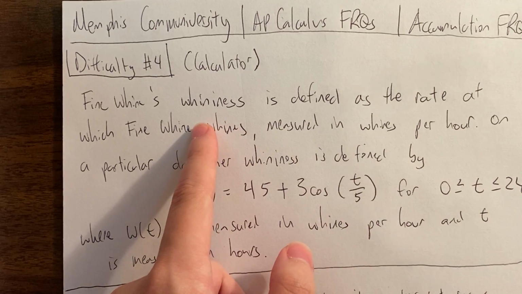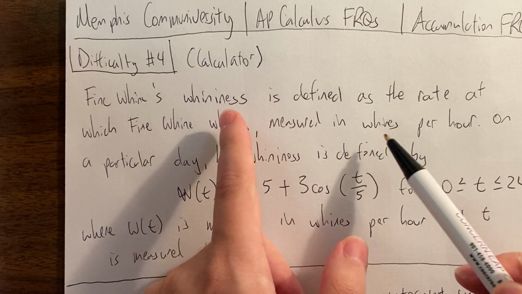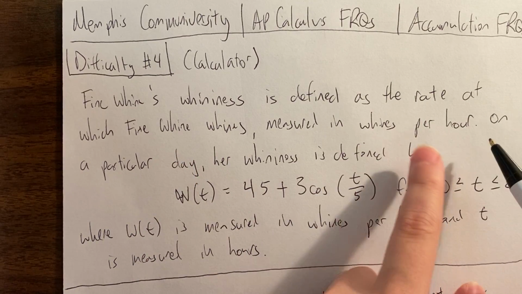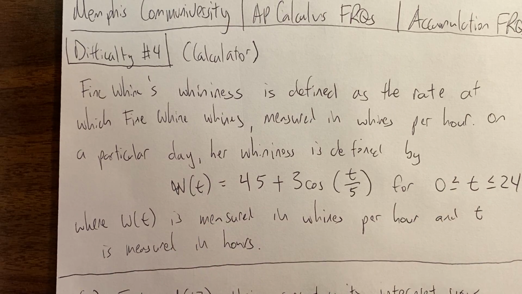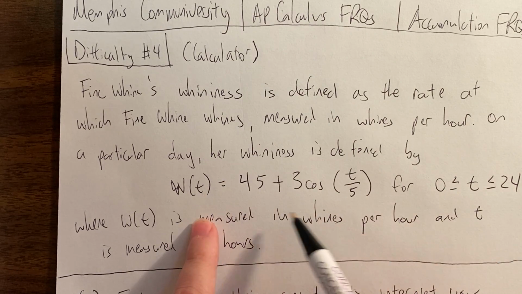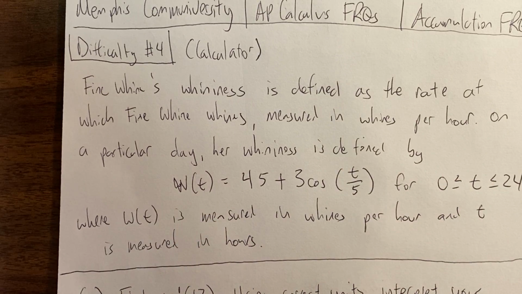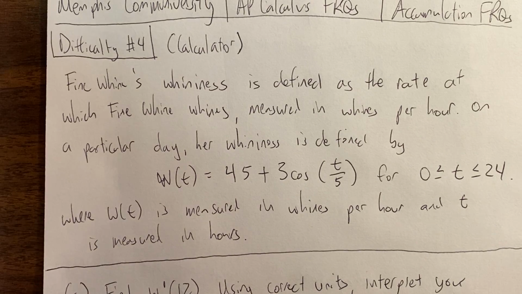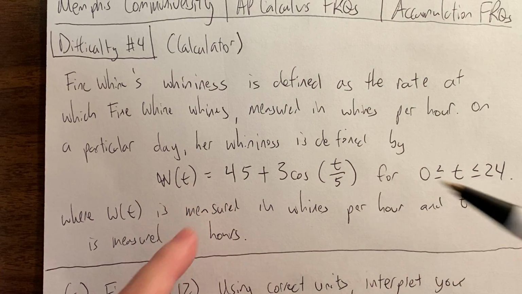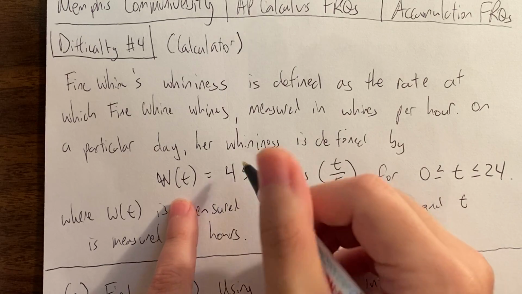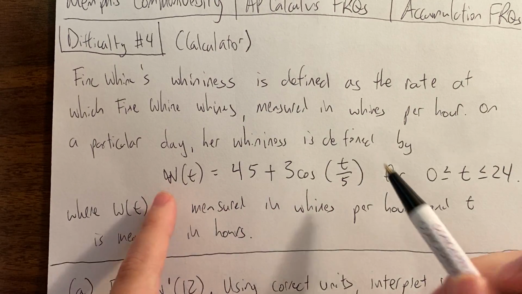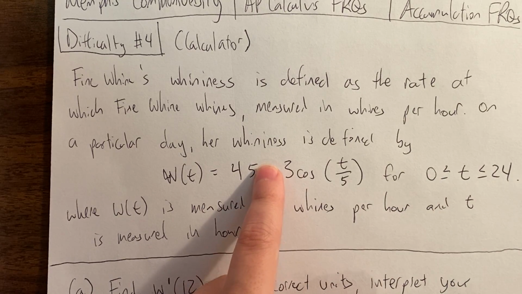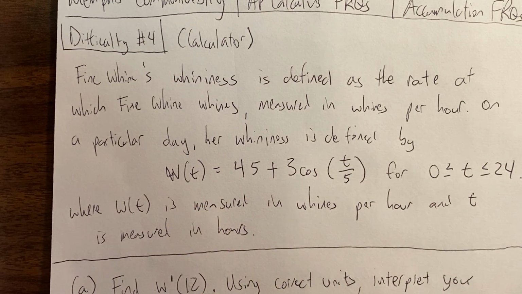And she has this whininess level. And her whininess is defined as the rate of how often she whines, in whines per hour. So on a certain day, this is her whininess. This function right here, and again it is in whines per hour. Remember, we're focusing on units in this question, so just keep in mind that this question is sort of like a rate in, rate out question. Even though the word whininess doesn't have a rate, it is defined as a rate. So even if it doesn't say whininess is a rate in or a rate out, it is a rate. So we'll see that in action.